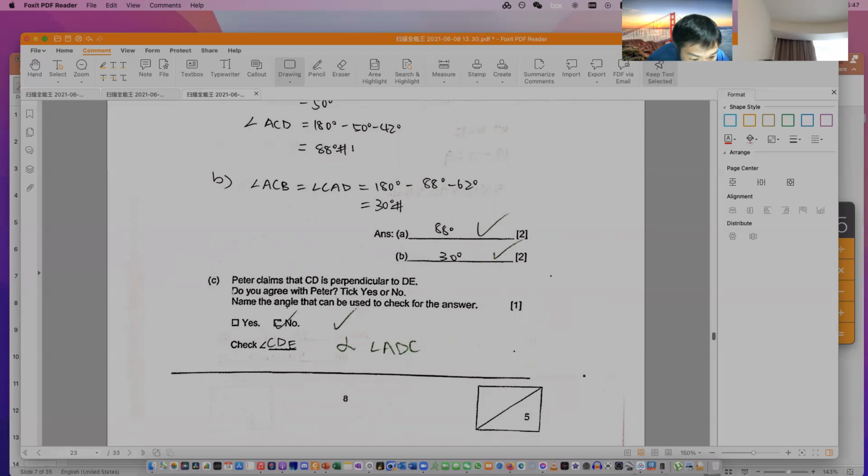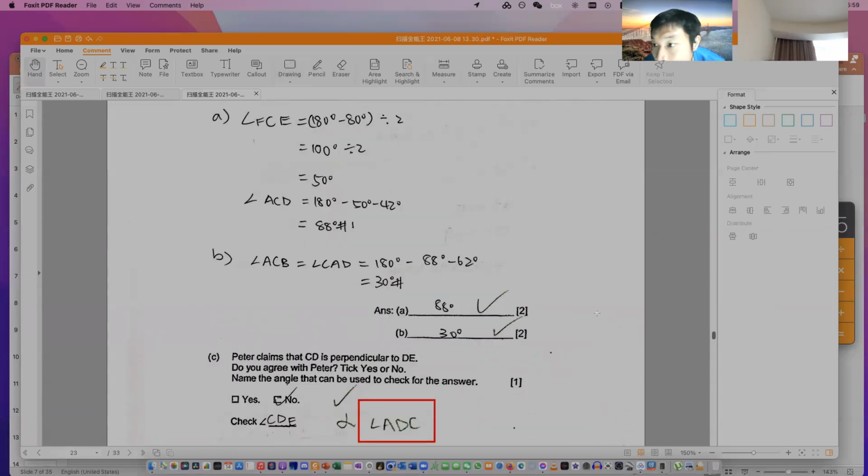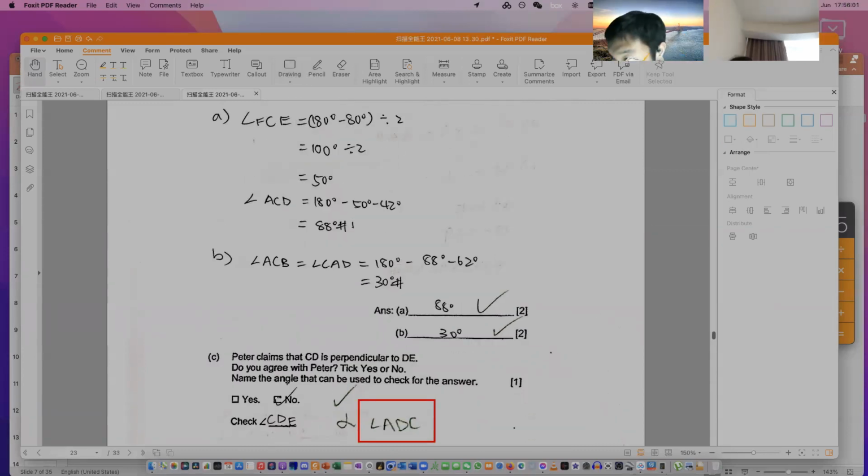So what happened? Do you agree, Peter? Name the angle that we use to check for this answer. Do you understand this question already or not? Hello? Yes, but I don't understand why mine cannot. Wait. Do you understand part C already or not? Yeah. Huh? Which question you don't understand?